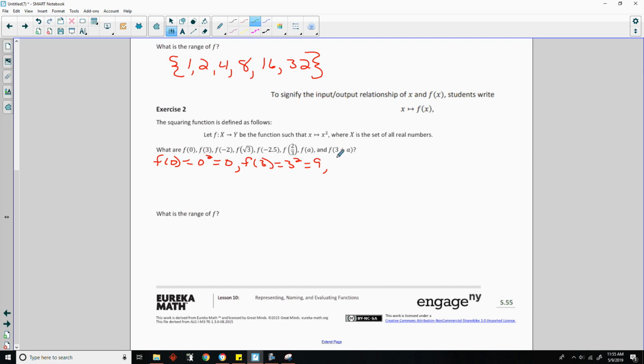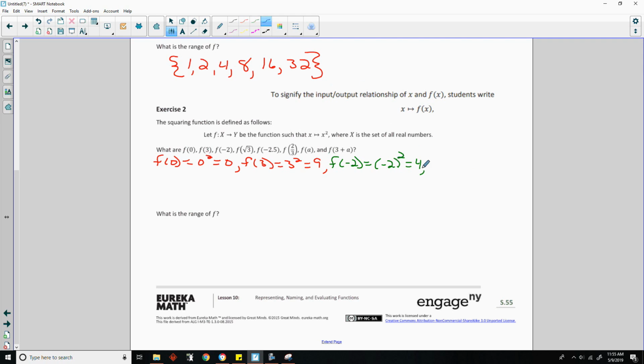Let me just change colors for each of these. F of negative 2 just simply means we're mapping negative 2 onto the function, which says to take negative 2 and square it. Be careful with negatives if you're using a calculator especially. We need parentheses. A negative squared is always going to give you a positive 4 in this case.